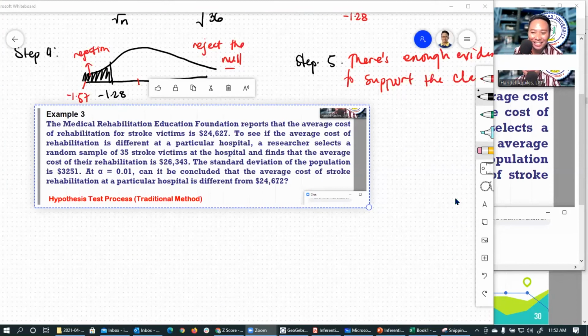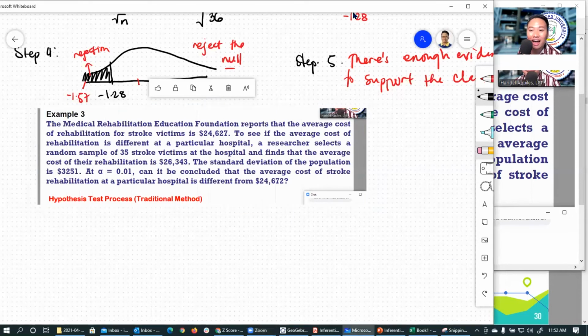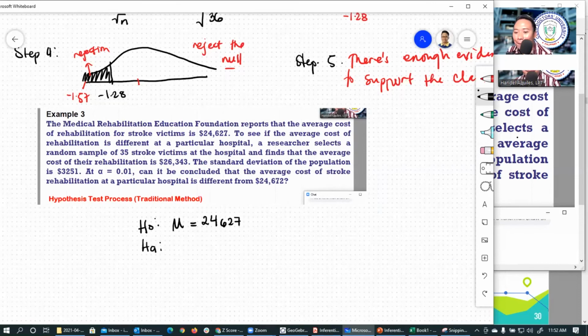Very good. Sige, Sophia. Sophia, guys, has mastered the null hypothesis. So Sophia said the null hypothesis, sir, is 24,627. And what's our alternative hypothesis? Very good. Not equal to. You've mastered not equal to 24,627. And which one is the claim? Very good. Two-tailed already. Perfect, right?